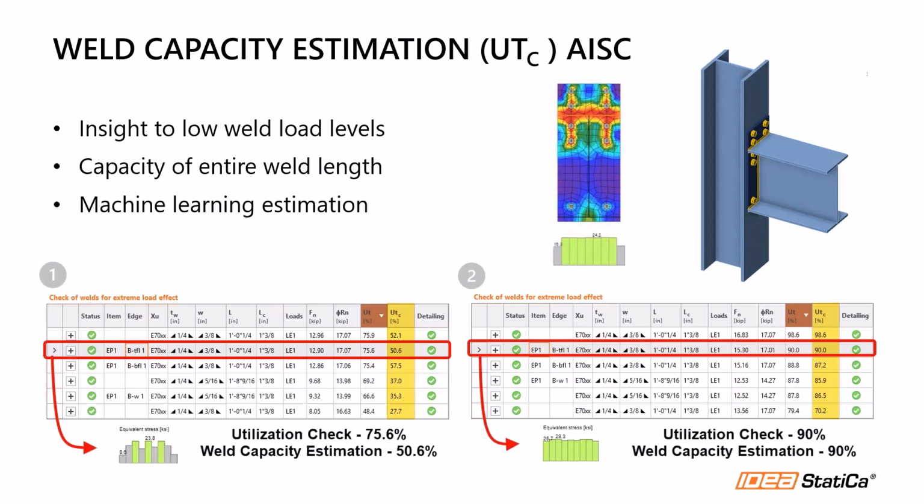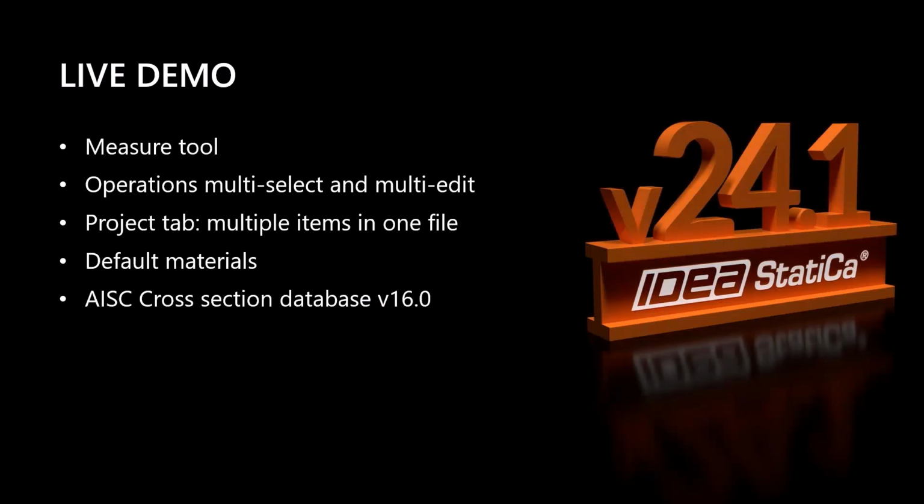All right, after discussing the weld capacity estimation, we can move on to the live demo where we will present some more of these features. Some of those features involve the measuring tool, and the operations for multiselect and multiedit, and how you can take advantage of those. We'll also look into the project tab, how you will be able to move around and adjust the order of multiple items in one file. And we'll also look at new default material properties that you can adjust before you start your project, as well as the new cross-section database. So if we'll go ahead and exit this presentation.